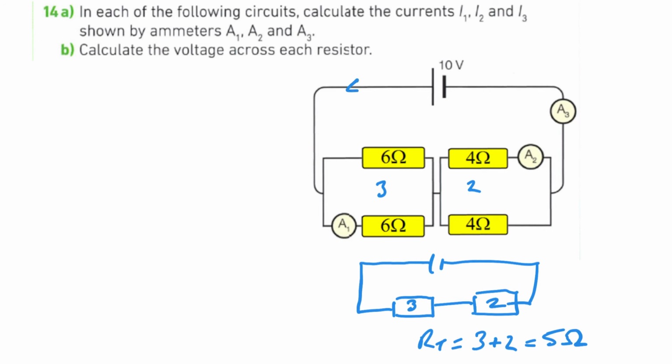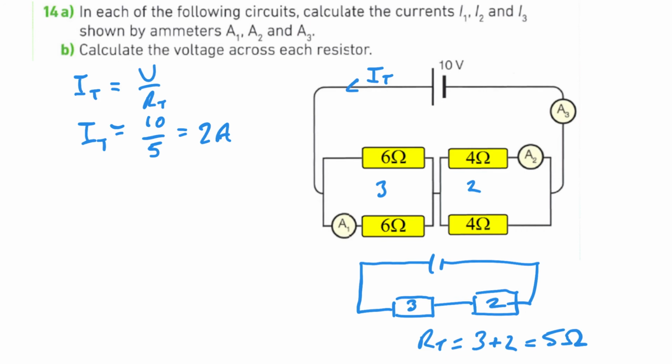Stop the video and see if you can work out this total current based on the fact that we now know the total resistance here is 5 ohms. Pause it and have a wee go. Right, so I total is V over R total, which is 10 over 5. And that gives us an I total of 2 amps.